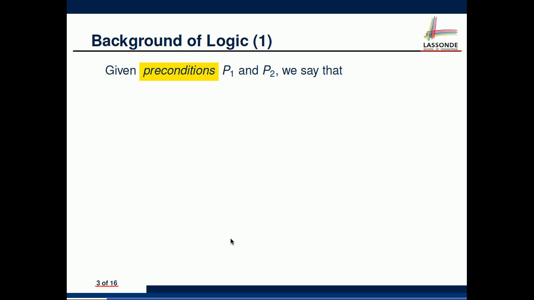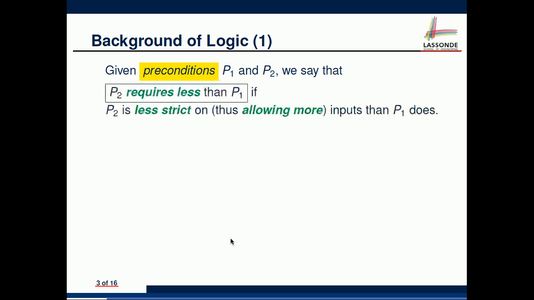Before that, let's get comfortable with the logic. Very light, not very heavy. Let's say we've got two predicates, two Boolean conditions, P1 and P2. Let's say we are using P1 and P2 as preconditions in different places. Now let's have the following definition. We say that precondition P2 requires less than P1 if P2 is less strict. If P2 is less strict, that means it allows more input values to go through. It's less strict, so it requires less than P1 does.